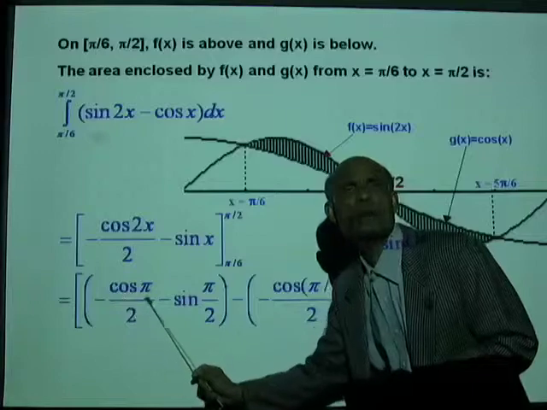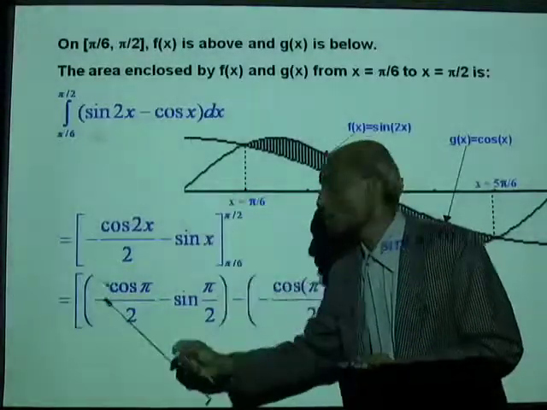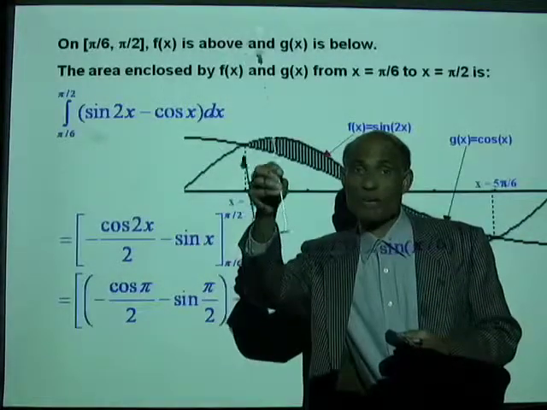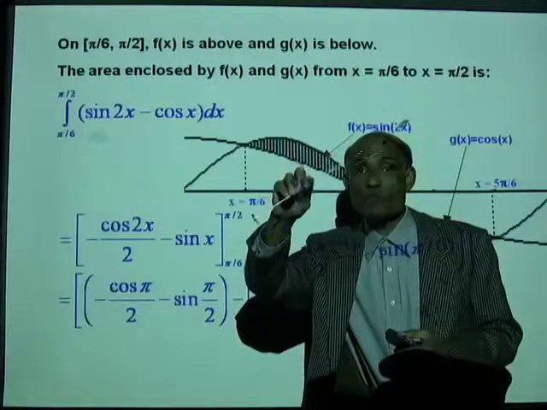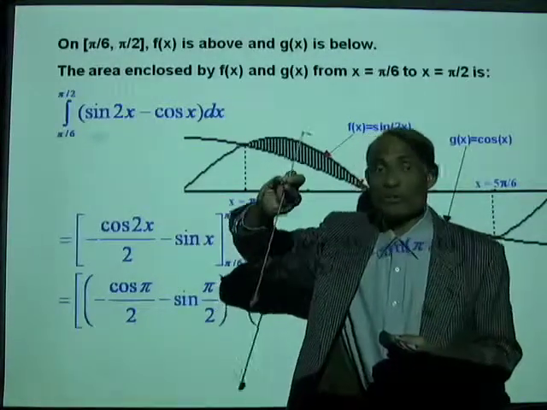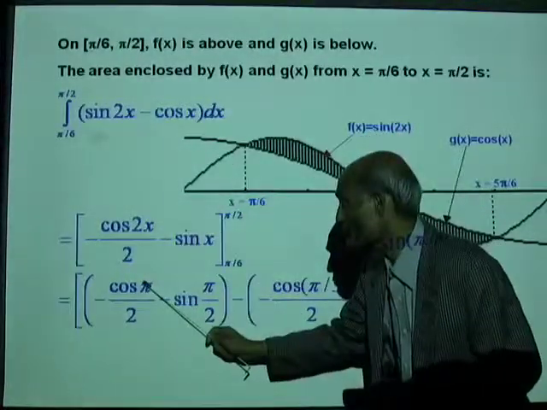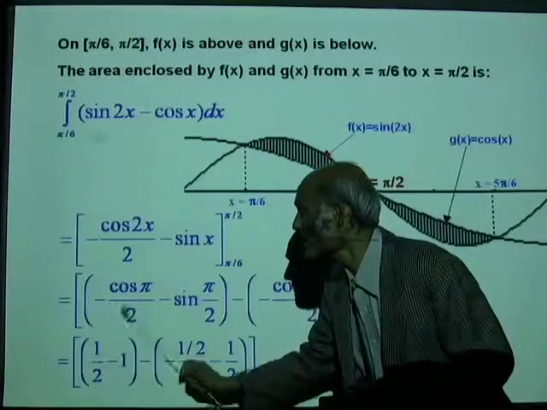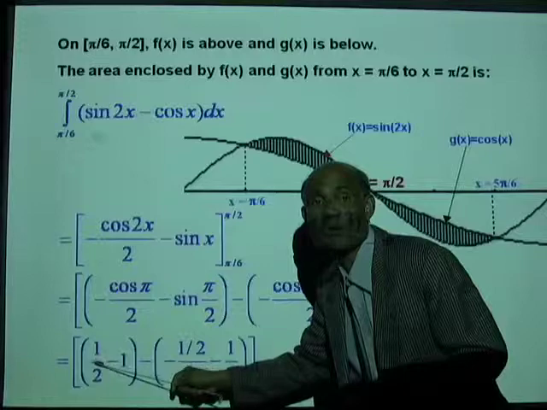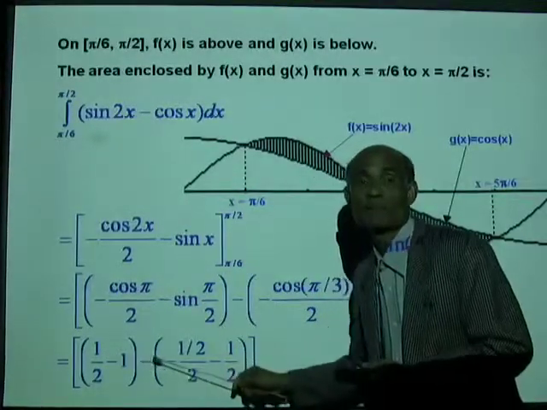What is cos pi? You must be able to put that up quickly. Remember cos 0 is 1. Cos pi by 2 is 0. Cos pi is negative 1. Cos of 3 pi by 2 is 0. Cos of 2 pi is 1. You must remember that. So this will be negative 1 over 2, with that negative sign becoming positive 1/2. Minus sine pi by 2 is 1.